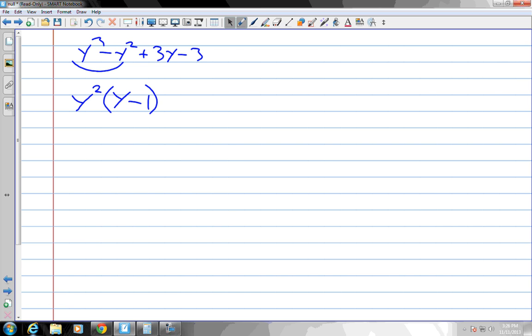And now look at the last 2 terms. What should I pull out? 3, so positive 3. And that leaves us with y minus 1. Good. So you see, you're getting that y minus 1 again. I just realized I didn't give you a quiz. It's right there. So take out y minus 1, and that leaves us with what?